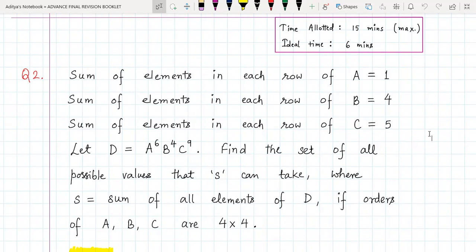Maximum time allotted would be 15 minutes. Ideally, you should try to do it within 6 minutes. So you can pause the video, give the question a try, and then make sure to return back to have a look at the correct solution. So I hope all of you have tried.